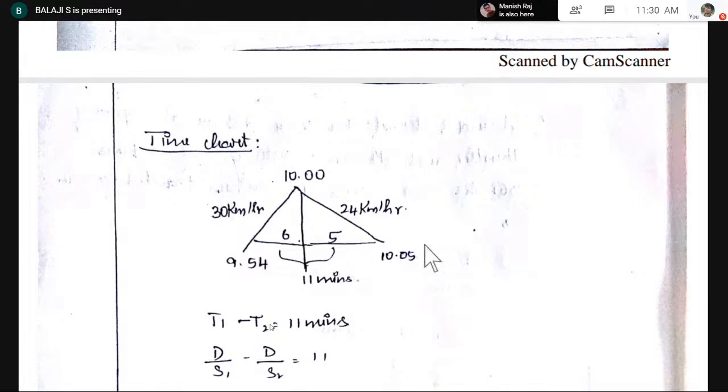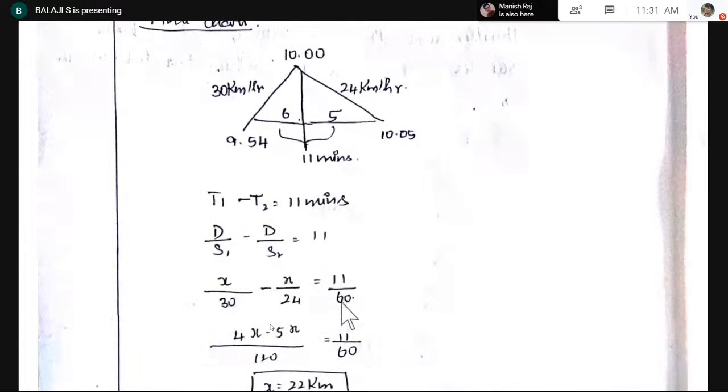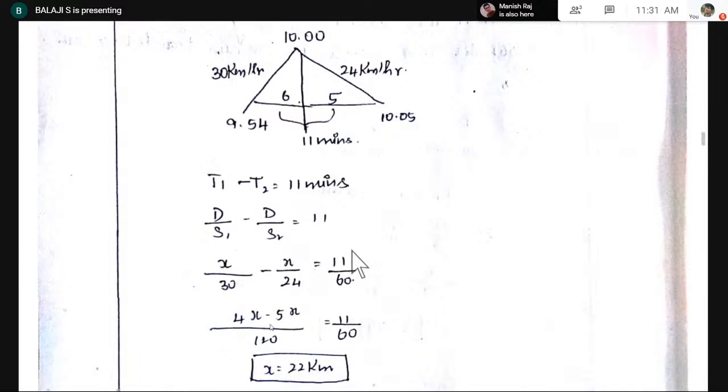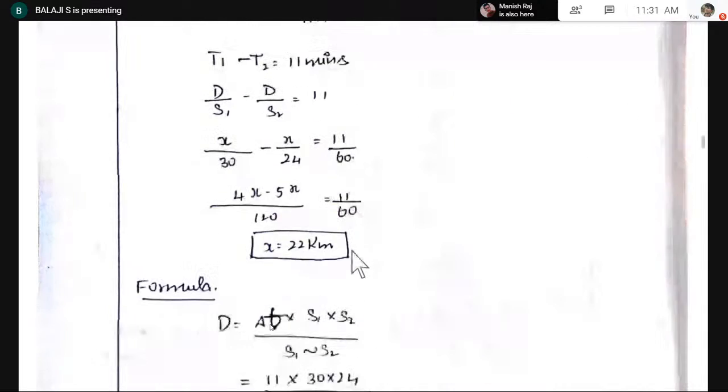But tomorrow he is going at a speed of 24 kilometer per hour, and he reaches 5 minutes late, that is, he reaches his office at 10:05 a.m. So if we subtract 9:54 from 10:05 a.m., we get 11 minutes. So the time difference is 11 minutes. We know from the time, distance, speed formula that t is equal to d by s, that is, time equals distance by speed. If we substitute this, we will get the distance.